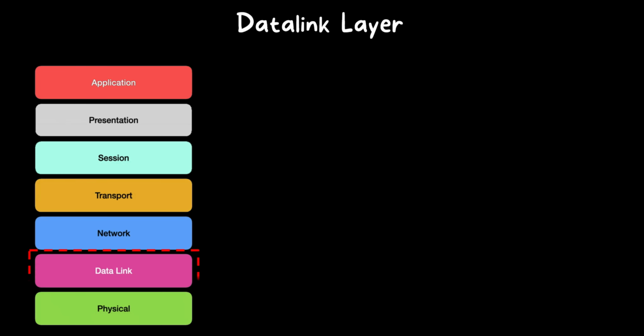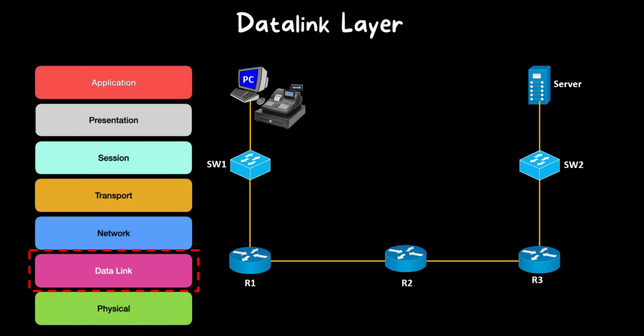Now what is the main function of the data link layer in the OSI model? The main function of the data link layer is to manage the physical addresses of the network. So what is this physical address? In a network there are 2 kinds of networking address. One is the logical address, that is called the IP address, and the other one is the physical address. The physical address is also called the MAC address. So what is the difference between the IP address and the physical address?